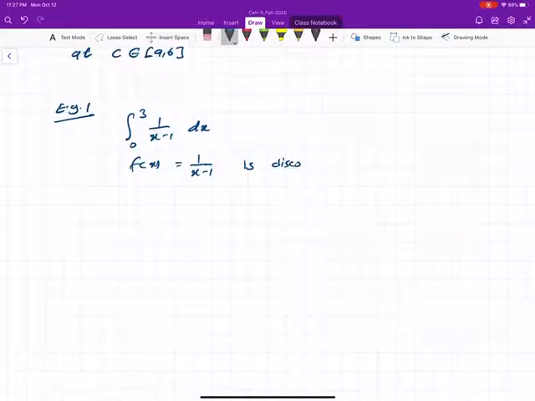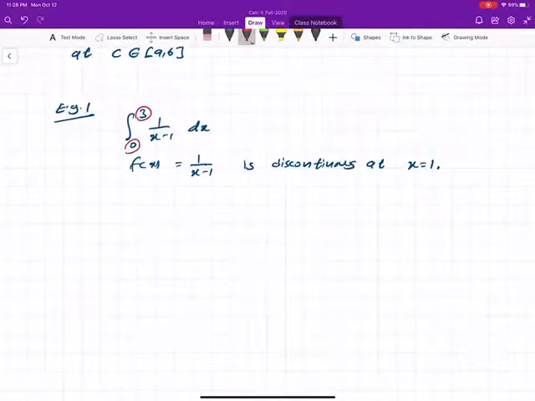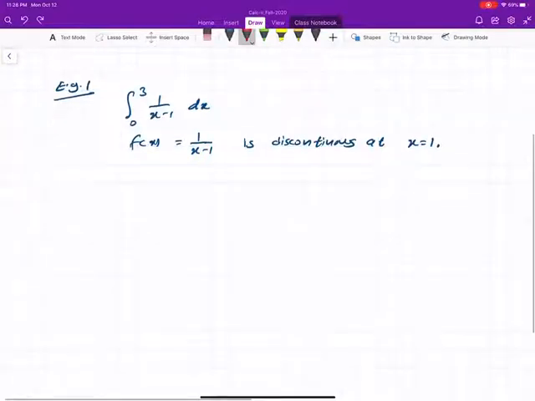This function is discontinuous at x equals 1. Because it is discontinuous at x equals 1, you won't be able to integrate from 0 to 3. It is impossible to integrate from 0 to 3 because it has this discontinuity at 1, which is in between 0 and 3. Okay, so let me give the method in this section.